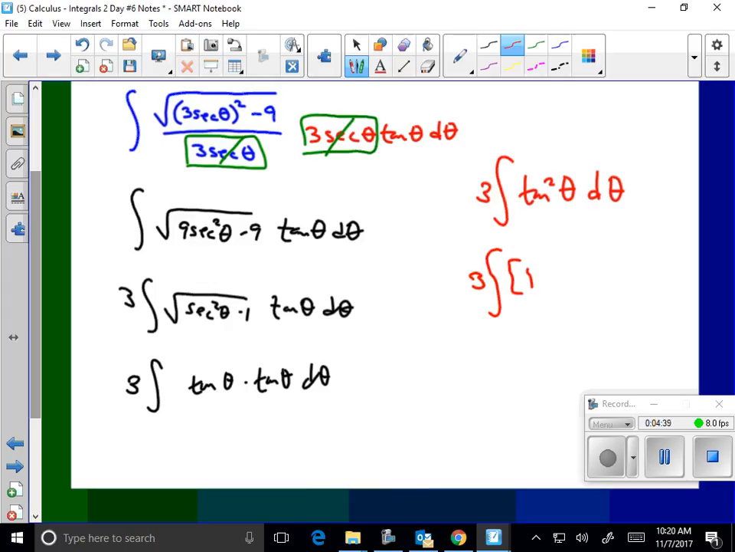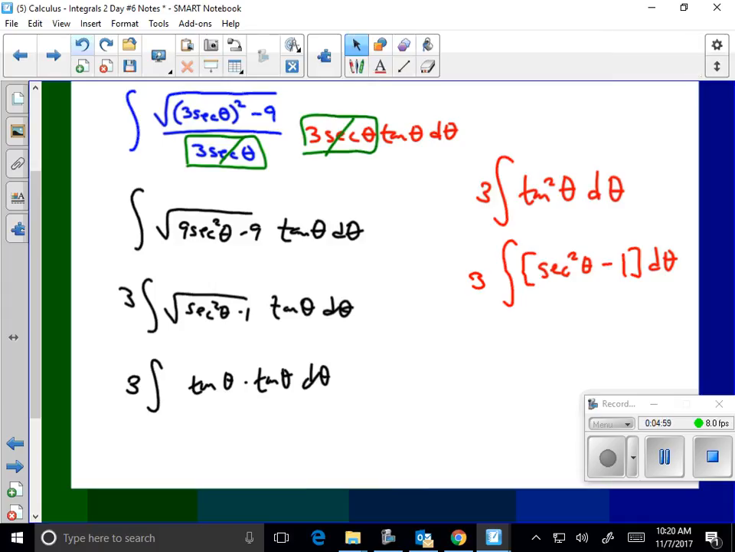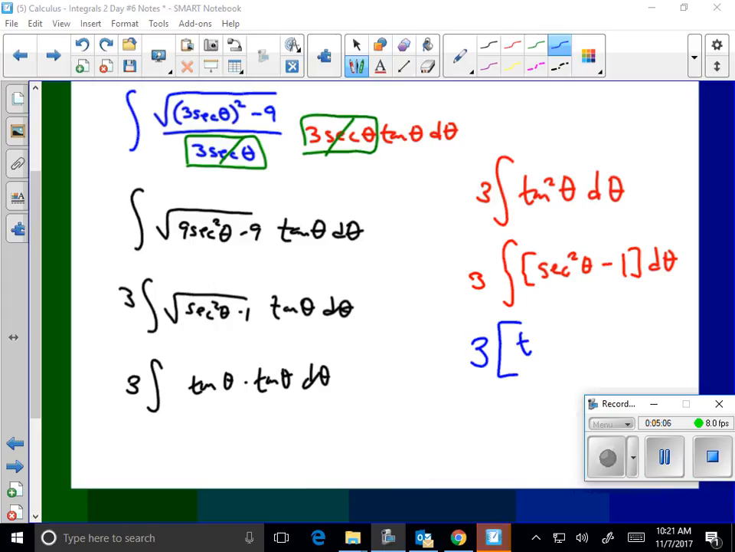secant squared theta minus 1. So I use the same identity I did earlier now to help me to integrate this, because I can't integrate tan squared theta. The integral would be 3 times tan theta minus theta plus c. Okay, plus c.